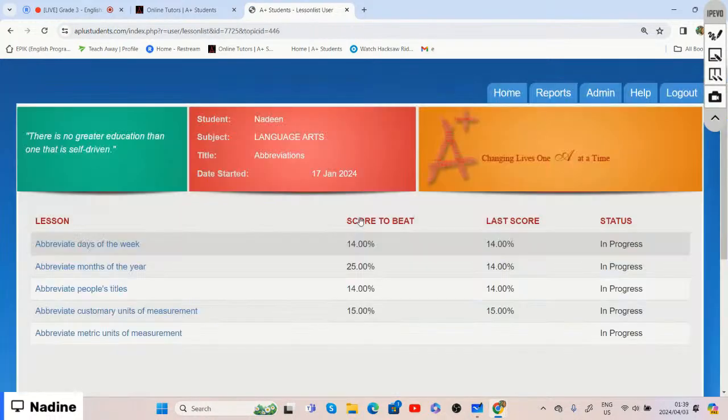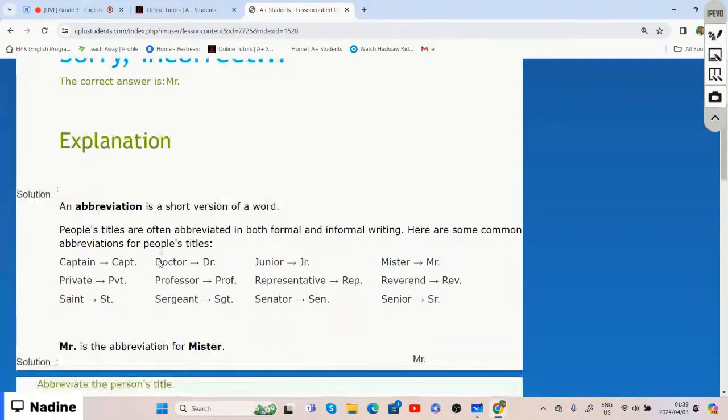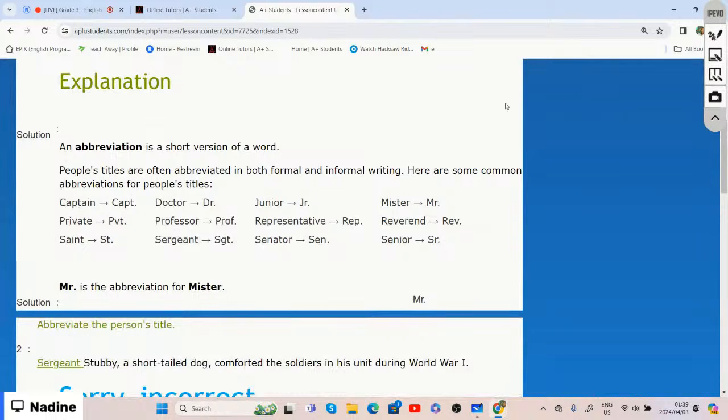Now we are going to abbreviate people's titles, right? And we said when we abbreviate people's titles, it can either be abbreviated formally or informally, right? And it is a shortened version.